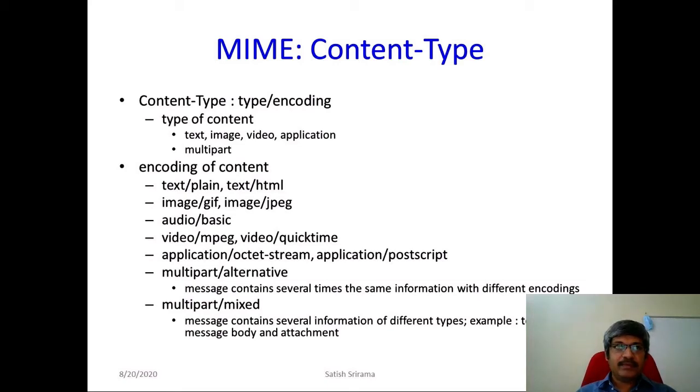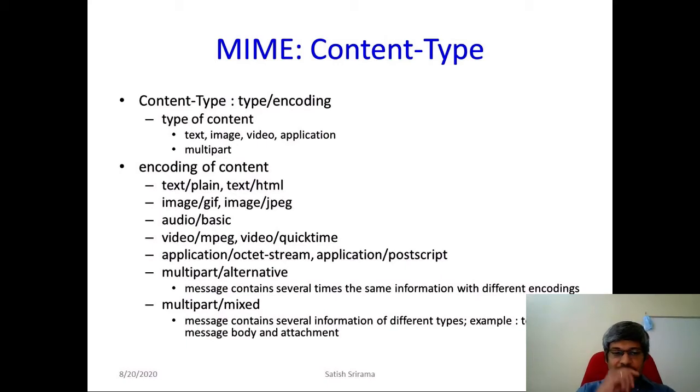And then the other types of content type are multi-part slash alternative. What it says is that the message can contain the same information several times with different encodings. Say for example, the same message written in English and the same message written in Telugu. If you want to send it in the same email, you need to put multi-part slash alternative. And then you can also put multi-part slash mixed.